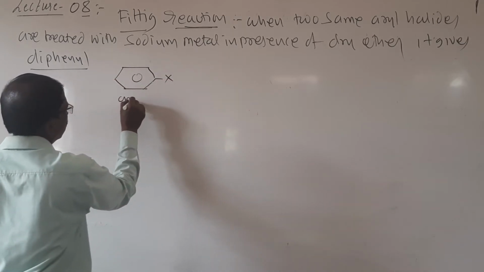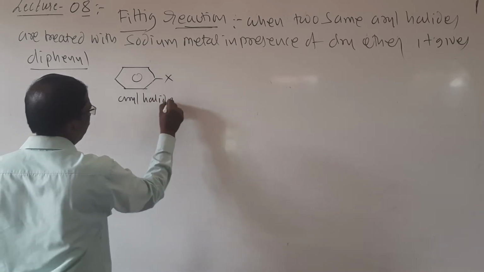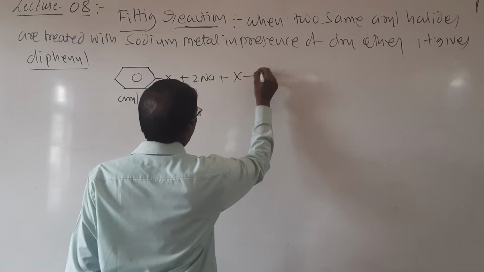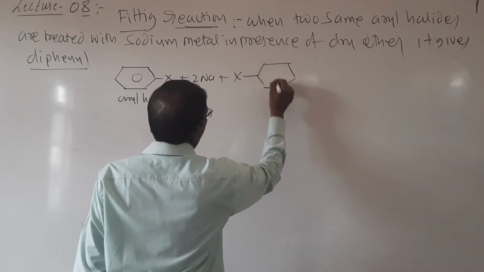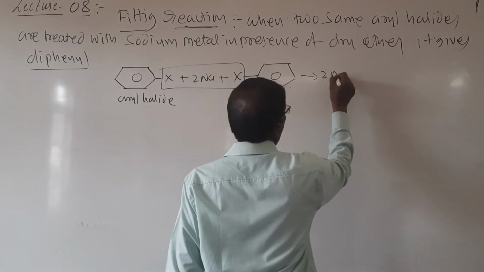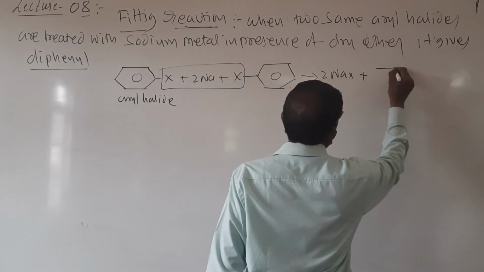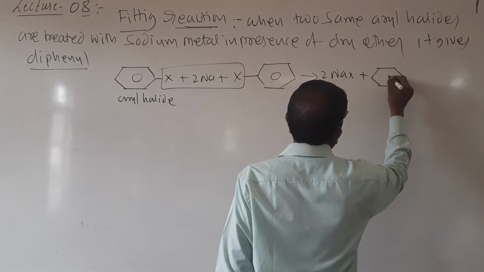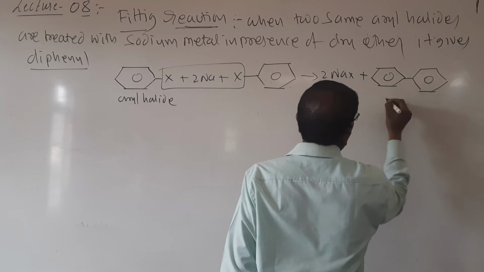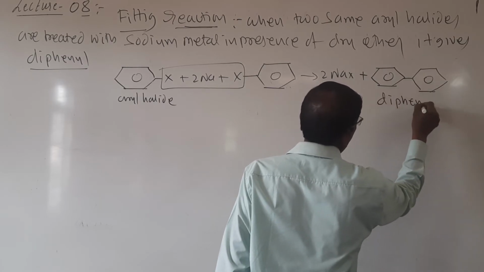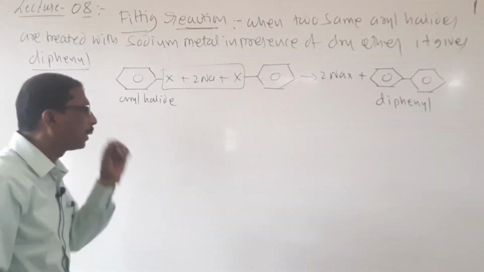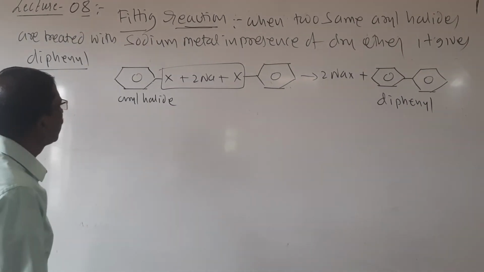Aryl halide plus 2Na and another aryl halide. Then these two are removed, 2NaX, plus it gives diphenyl. It is called a diphenyl. So write an example.